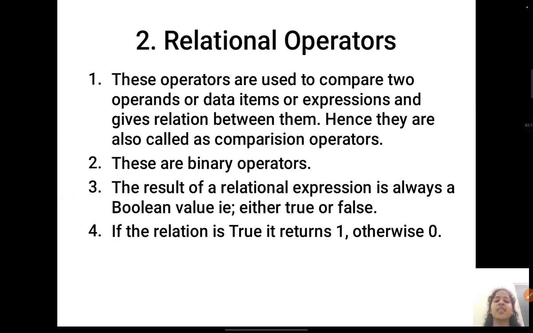Relational operators. These are the operators used to compare two operands, data items, or expressions and give the relation between them. Hence, they are also called comparison operators. These are binary operators. The result of a relational expression is always a Boolean value, that is either 1 or 0, true or false. If the relation is true, it returns 1. If the relation is false, it returns 0.